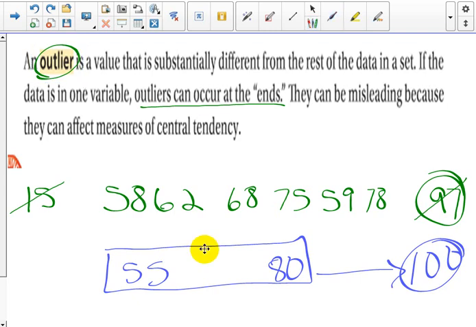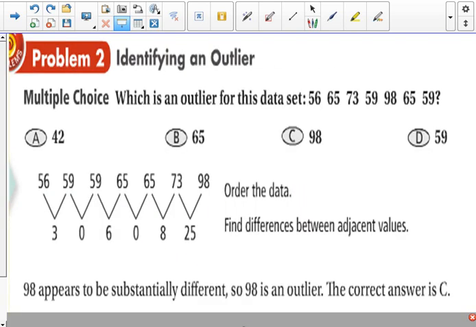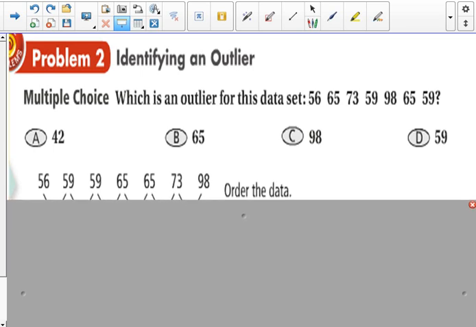And there's ways to tell because it's not always so obvious. It's usually at either end. But how do we tell what's an outlier? Well, there's a way. What you want to do is take all your data set and order it, put it in order from least to greatest. So it says which is an outlier for this data set, and they give us these numbers. So let's put them in order.